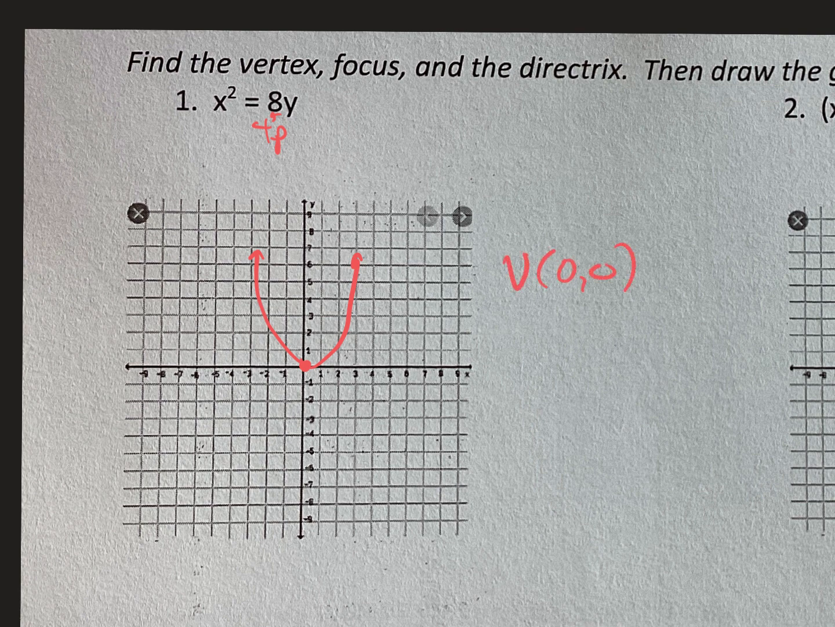Your focus, because 4p is 8, if you divide by 4, that means p is 2. So the focus is up 2 from the vertex, which puts you at 0, 2. Also means your directrix is 2 below the vertex, so the directrix would be y equals -2. And that's all you got.